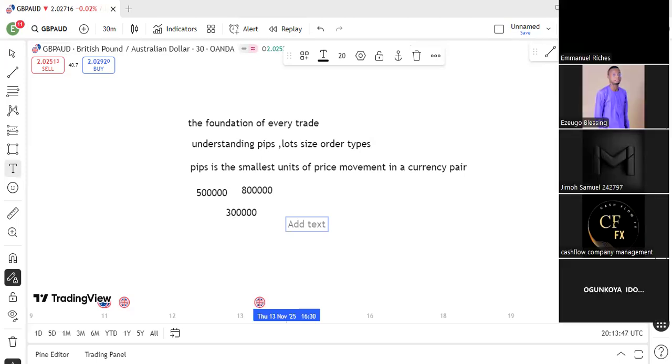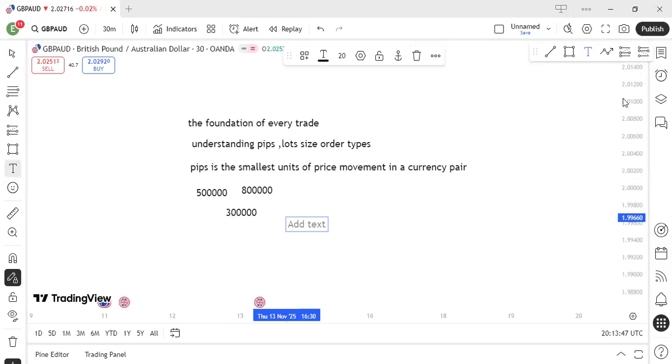Yes, sir. If you can see it, let me move this up. Now, if you look at this place, these are price tags. You see 2.0100, you see 2.00800, you see 2.00600, you see 2.00400. These are called price tags. I mean, these are the prices.